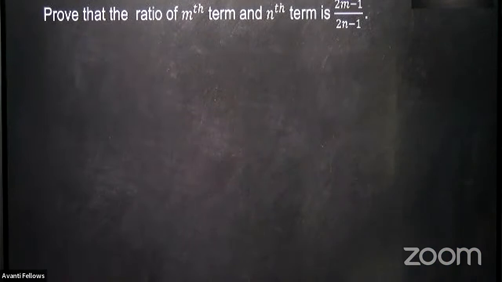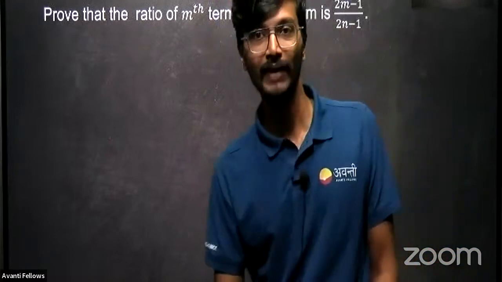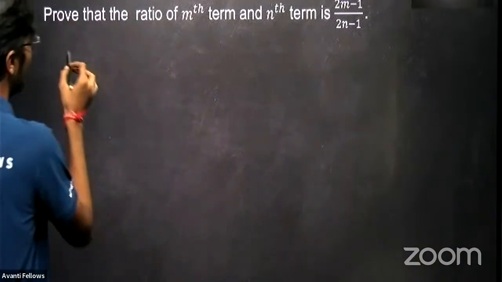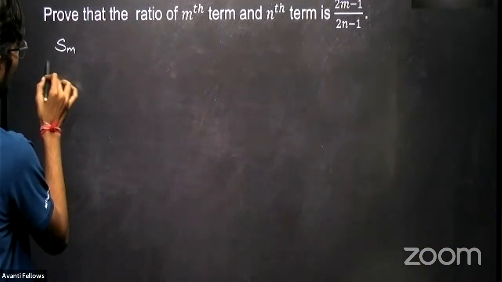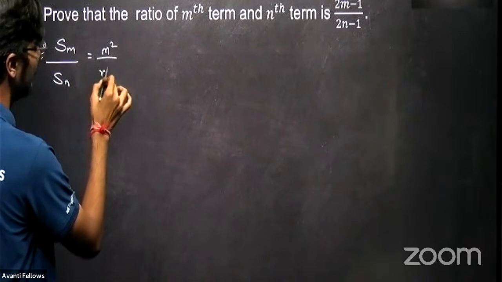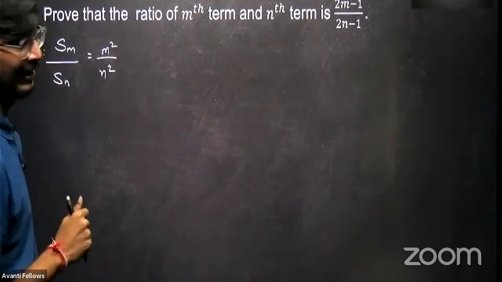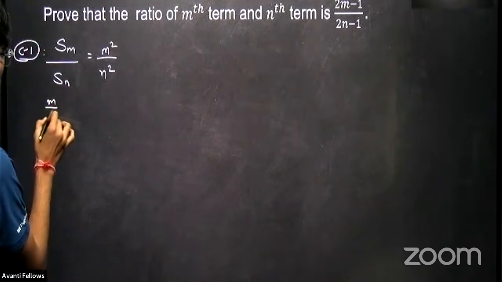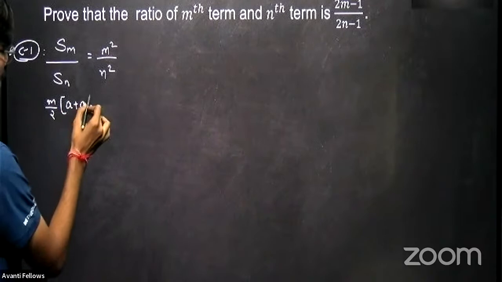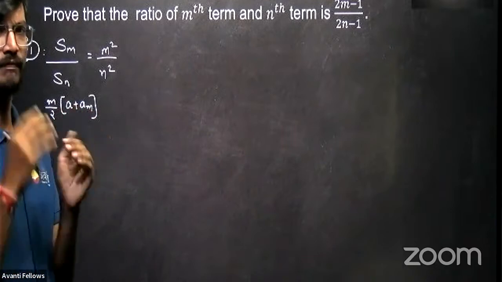So here, the first statement says the ratio of the sum of m and n terms of an AP. What is meant by the sum of m and n terms of an AP? That means he is saying basically Sm upon Sn is equal to m square upon n square. You can say this is condition 1. So let's write Sm. Sm is m by 2 into first term plus last term. I am using a different formula because I'll substitute the value of am after this. Don't worry.